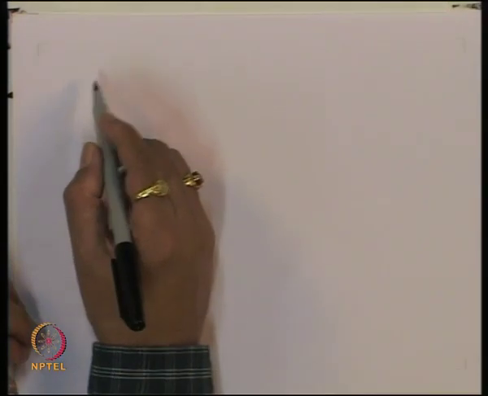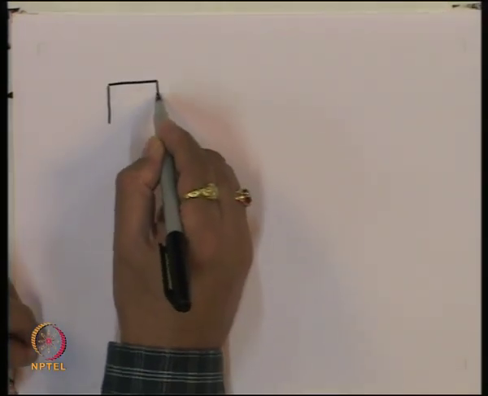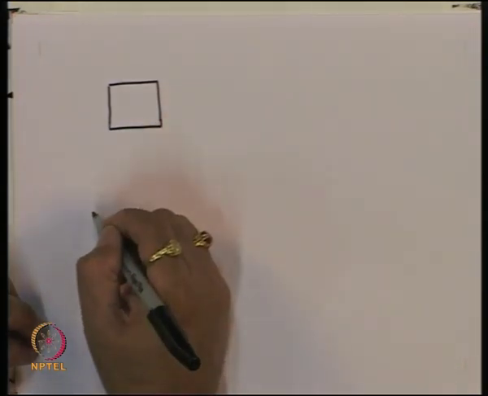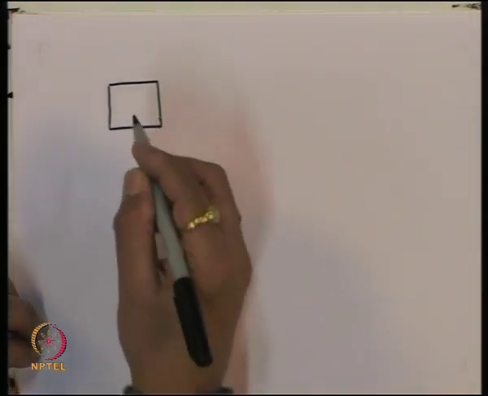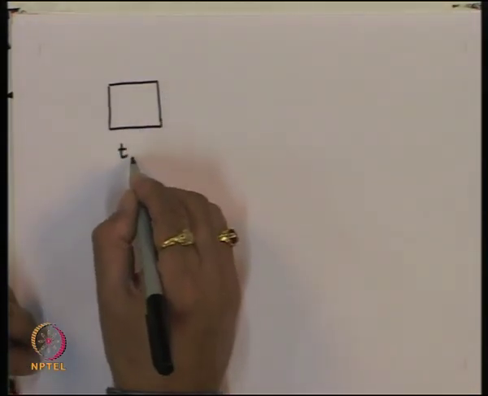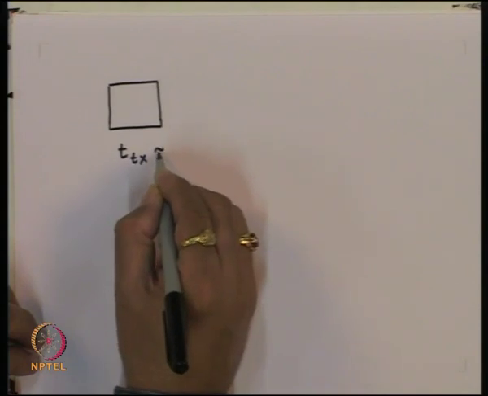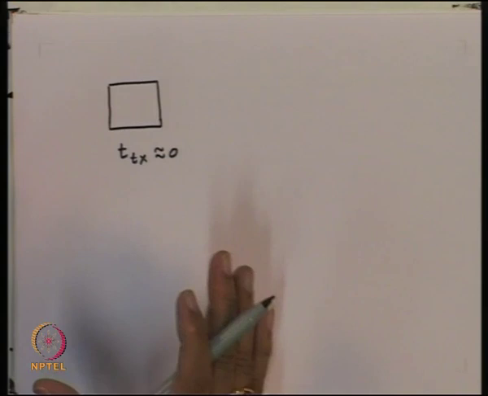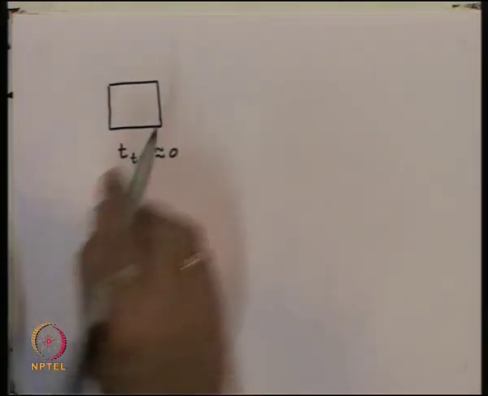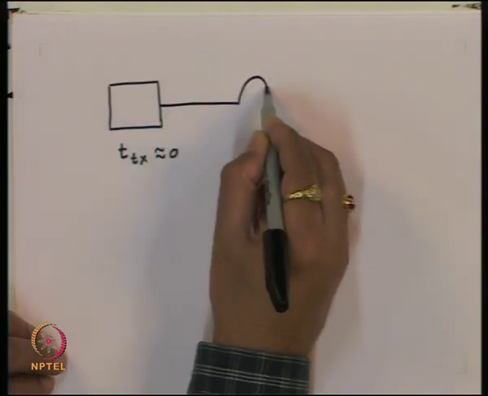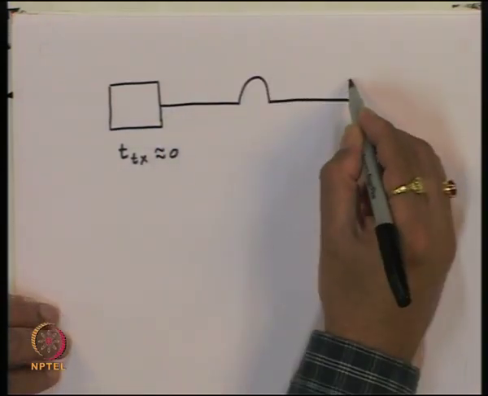Let us say I am using a laser transmitter, and let us say that the rise time for the transmitter is negligibly small. So let us say TX is very close to zero. Most of the rise time is coming from the optical fiber, and let us consider a single mode optical fiber.